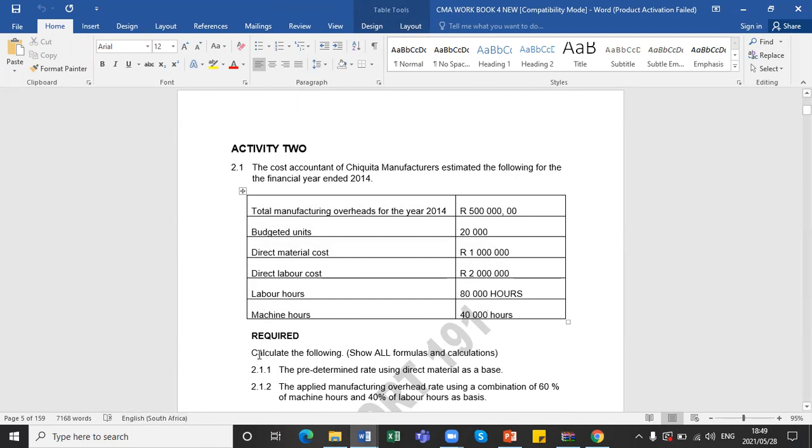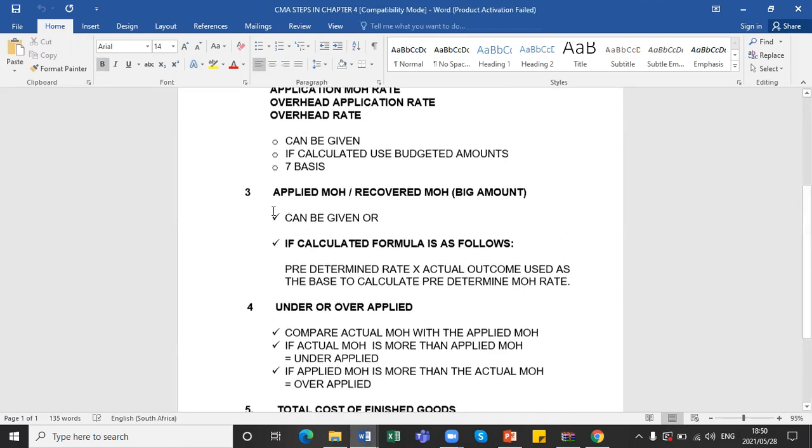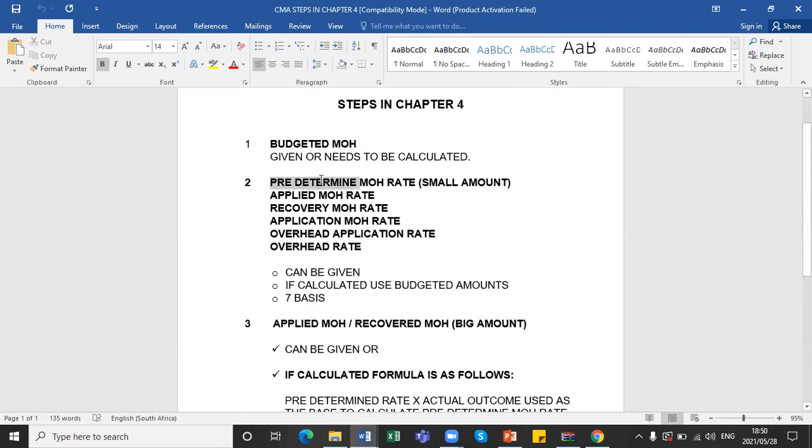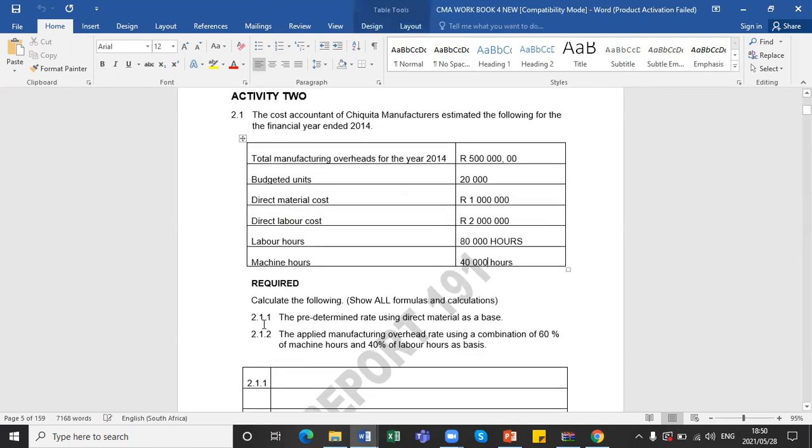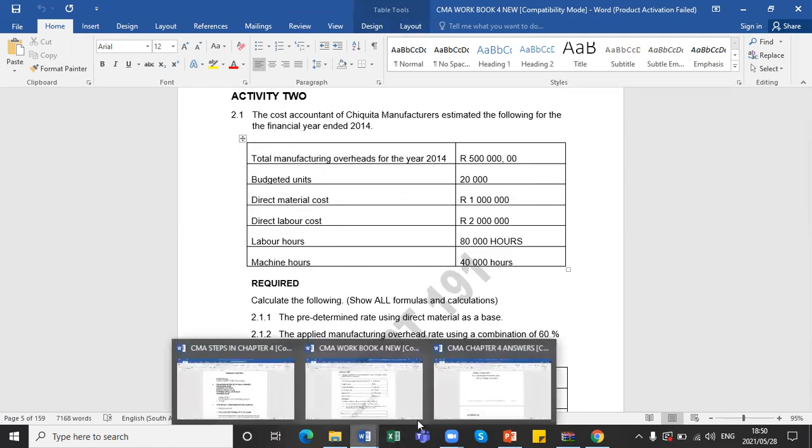So like I said, we did this activity in class where they say, calculate the following. Calculate the predetermined rate using direct material as a base. So what step do they want? They want us to do step 2, where they use various terms: predetermined rate, applied MOH rate, recovery MOH rate, application MOH rate, and overhead application rate and overhead rate. It means the same. So what must we do? We must calculate the predetermined rate using material as the base.